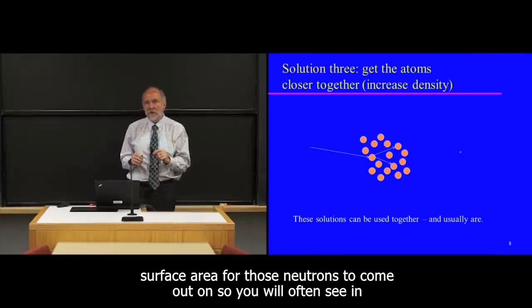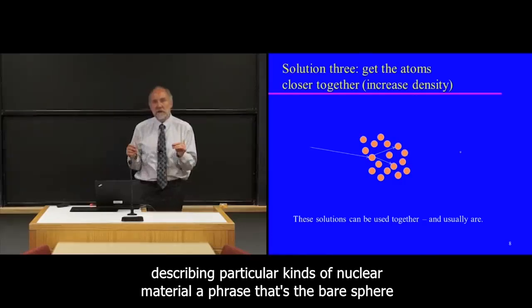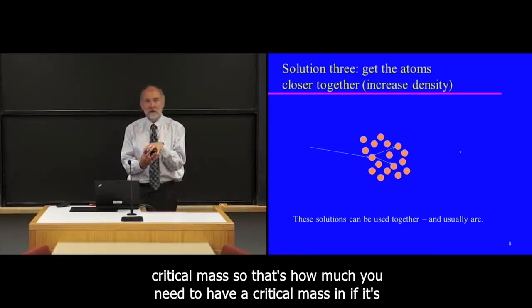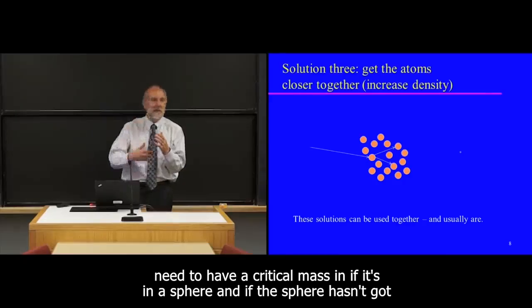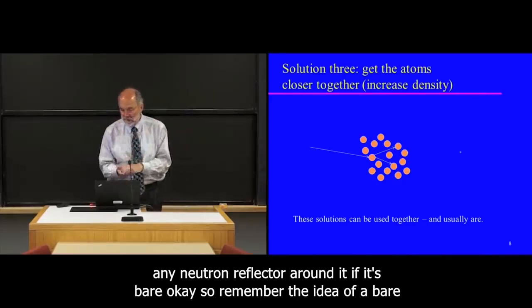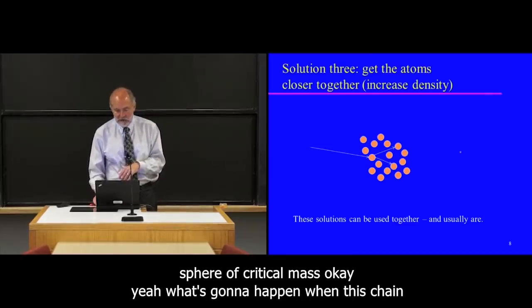So you will often see, in describing particular kinds of nuclear material, a phrase that's the bare sphere critical mass. That's how much you need to have a critical mass if it's in a sphere and the sphere hasn't got any neutron reflector around it, if it's bare. Okay? So remember the idea of a bare sphere critical mass.